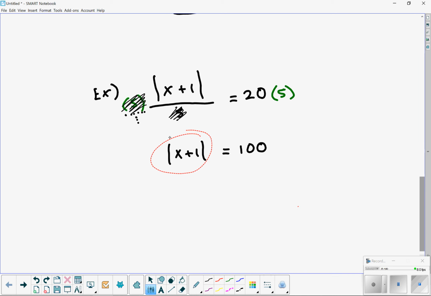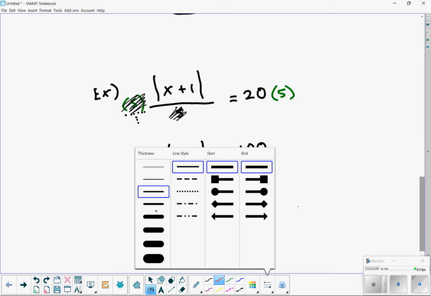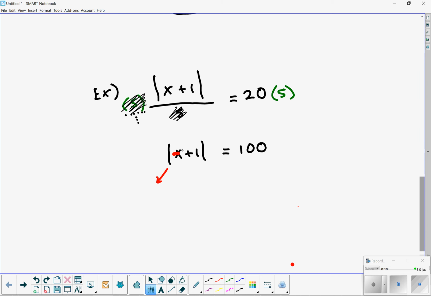Okay, now that your absolute value is by itself, right? Now you can go ahead and split them into two equations. So, absolute value of what would give us 100? Well, it could end up being negative 100, right? If negative 100 was in there, that would mean the absolute value of negative 100 would be 100. So therefore, in here, x plus 1, which is inside the absolute value, could be equal to negative 100. And that's how we come across that it's going to be negative 100.